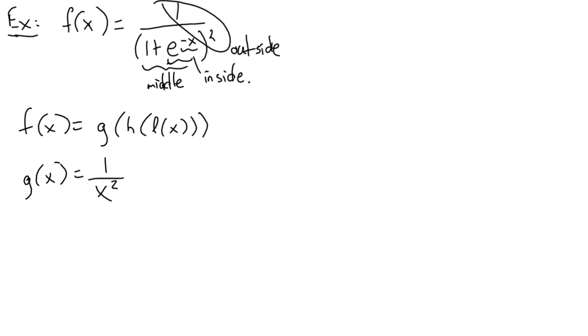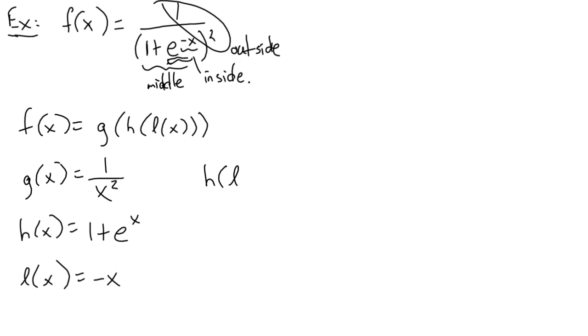The middle function is I take 1 plus e to some power. H of x can be 1 plus e to the x. And then the inside function, if I were putting this into a calculator or doing it by hand, the very first thing I would do with an x is I'd make it negative, right? So I'd say L of x is negative x. So let's just make sure this works.